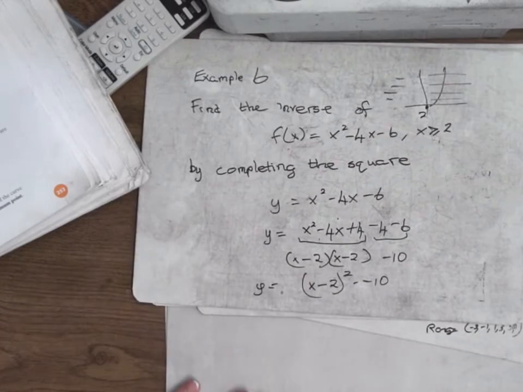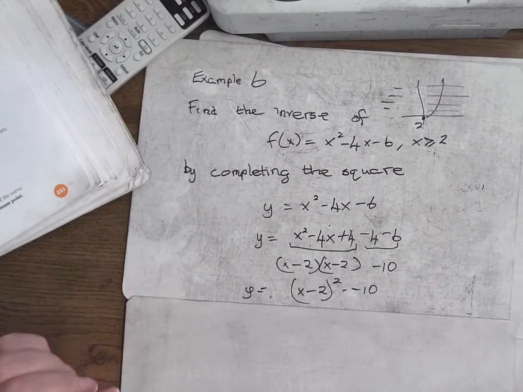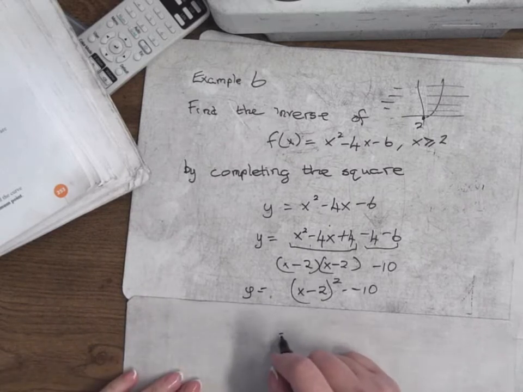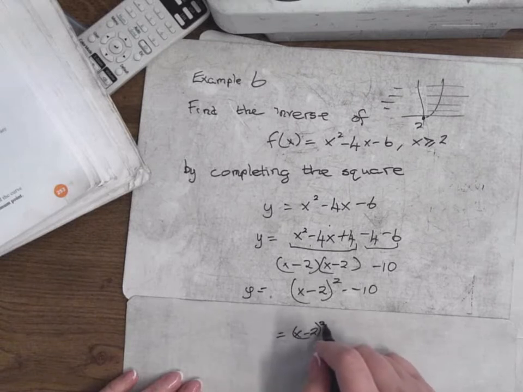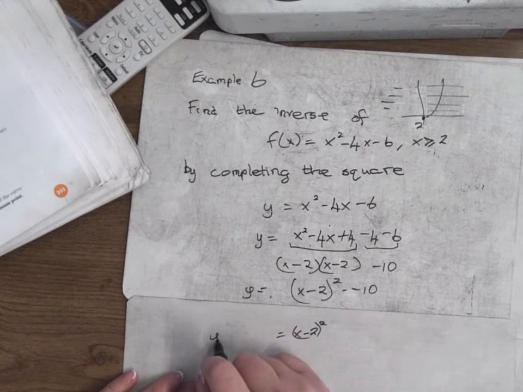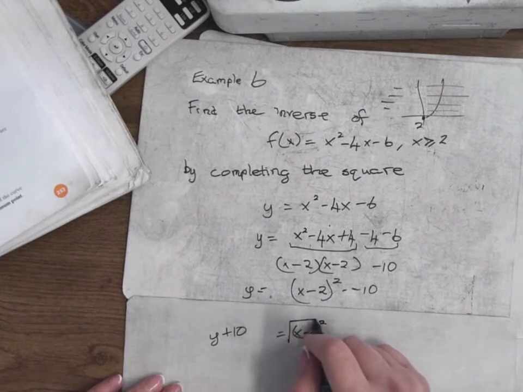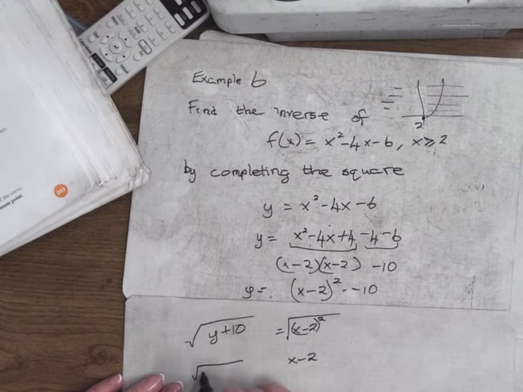Now I have to rearrange that so I have x equals. I leave the (x minus 2) squared over there, and I bring the y plus 10 across. What I do now is get the square root of each side. When I get the square root of this side and that side, I just get x minus 2, and over this side I get the square root of y plus 10.